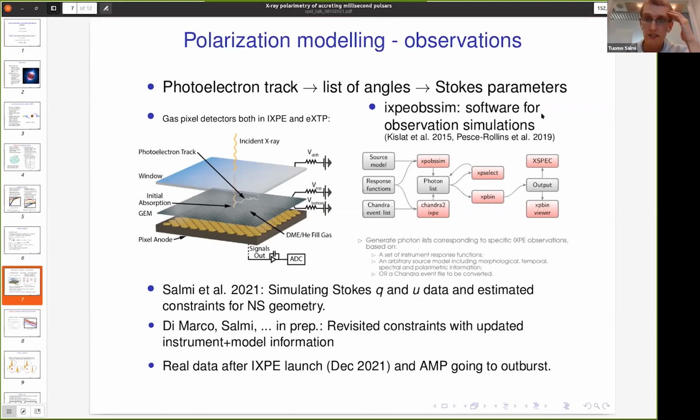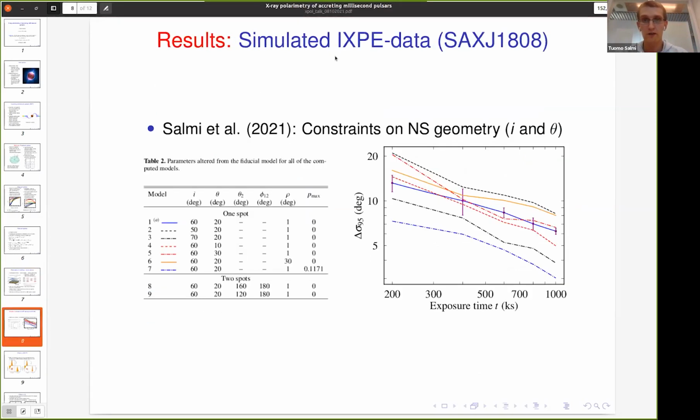This is something that has been developed in a software tool like ixpeobssim, which we used in a paper earlier this year to simulate Stokes Q and U data for IXPE, and then estimated using this data how good constraints on the neutron star geometry we could obtain. Even this work is still going to be improved using revisited instrument and model information, but I will still briefly give you some rough ideas. I will just give you information about that work that was already published.